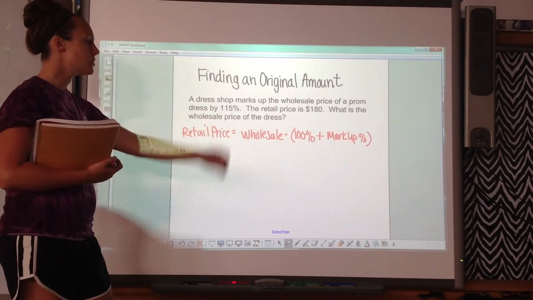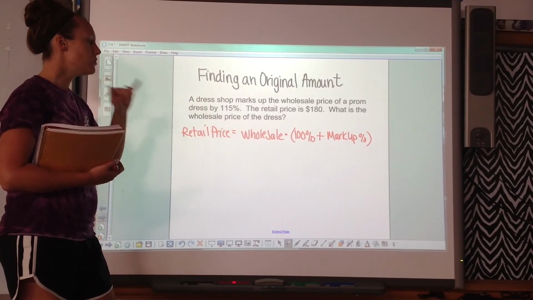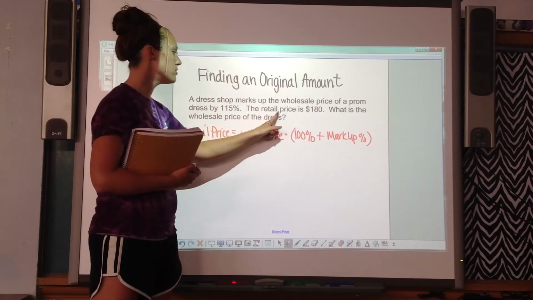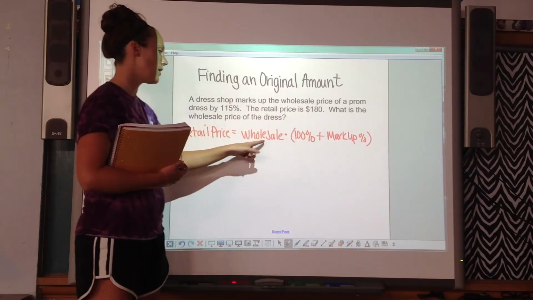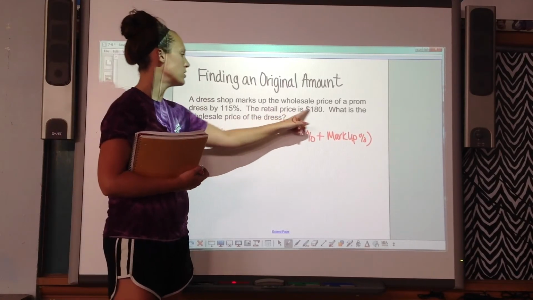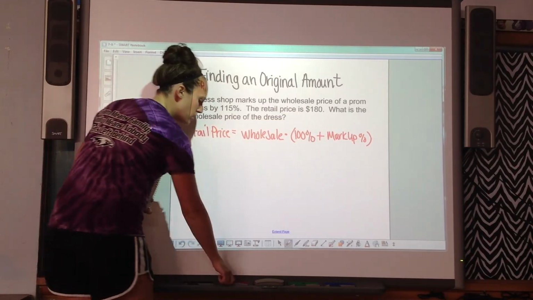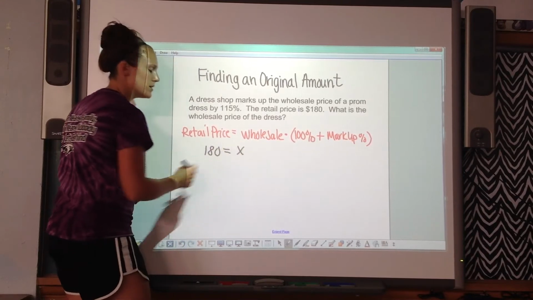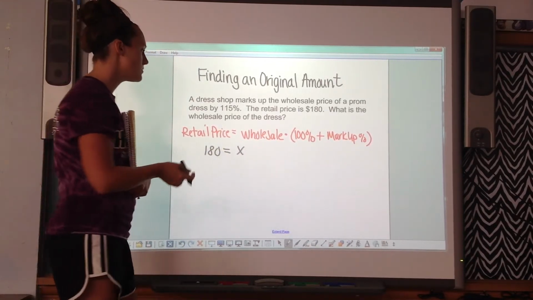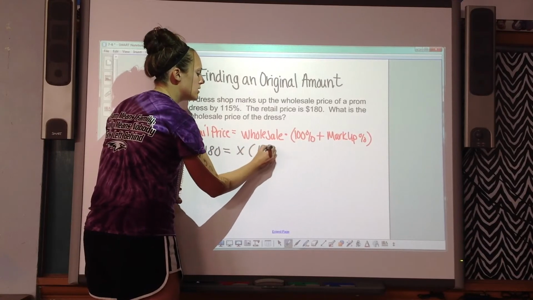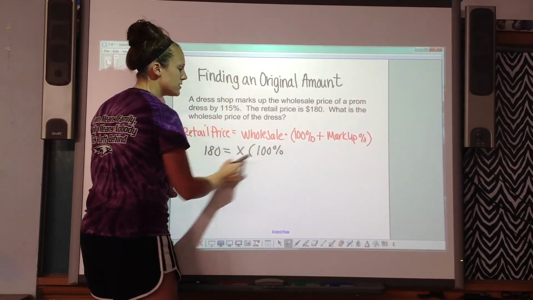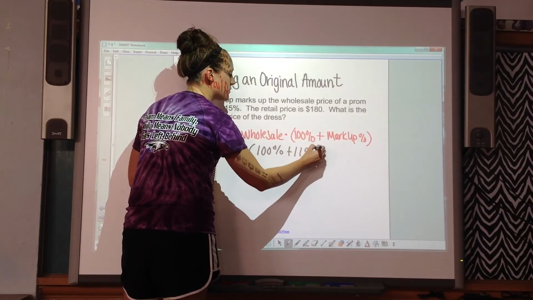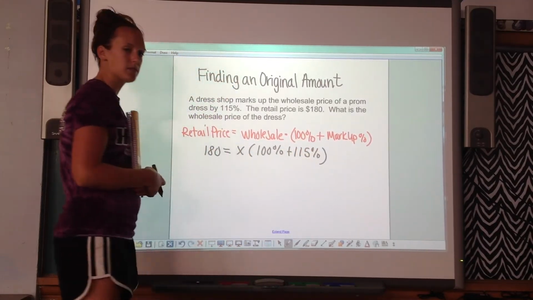Now this formula looks familiar. Yes, it does. We're using the same formula because they give you all the same information, but they tell you the retail price. So this $180 is not going here. This $180 is actually going before the equal sign. We want to know what the wholesale price is, so I'm going to leave that X. Maybe you want to use W. This represents the wholesale price, even though I don't know what it is. And my markup is 115%. This is an equation where we have to solve for X.